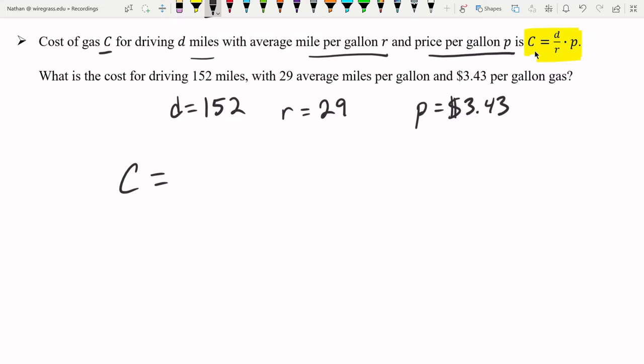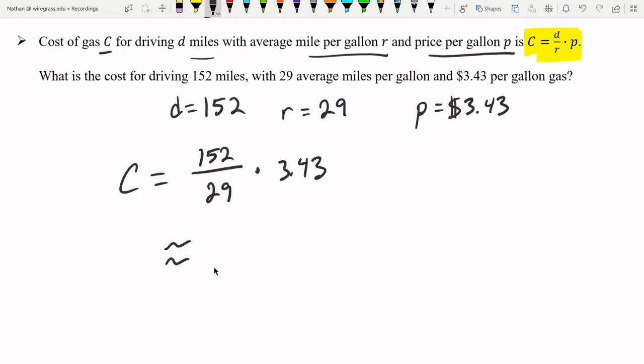On the right-hand side, we know what D, R, and P are, so we're going to plug them in, and we're going to solve that expression on the right side. So D is 152 over R is 29. P is 3.43. This is all multiplying and dividing, so it can be done at the same time for order of operations. So I'm going to do 152 divided by 29, and then multiply that by 3.43.